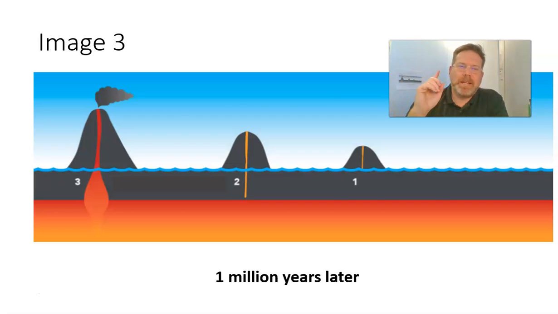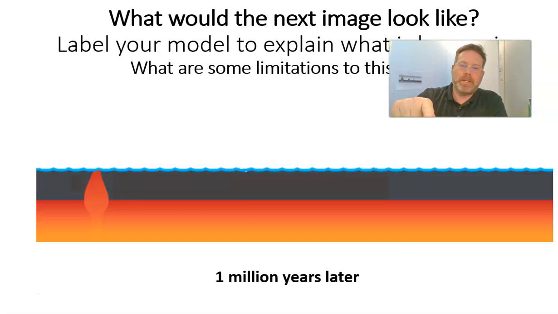Tell them, you've seen now image 1, image 2, and image 3, and each one of them has changed a little bit. Ask them, what do you think a 4th image would look like? Oh wait, don't yell out loud. I want you to put it down on your paper. So hand them the handout that we've provided you that has this. What would the next image look like? Label your model to explain what is happening. What are some of the limitations of this model too? So you have this blank area to hopefully list 4 volcanoes.